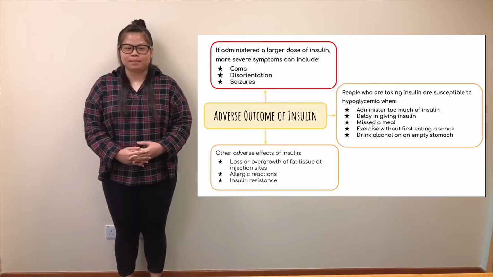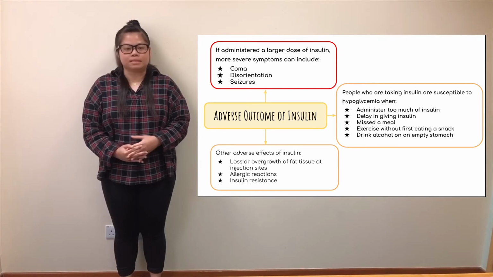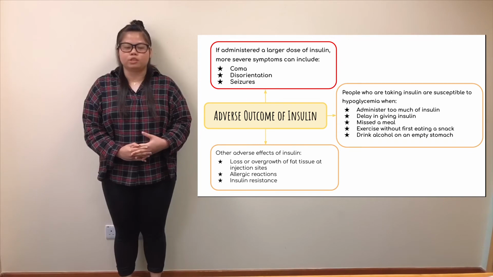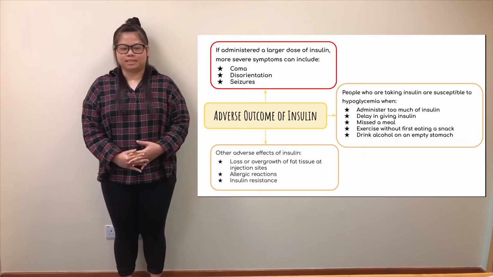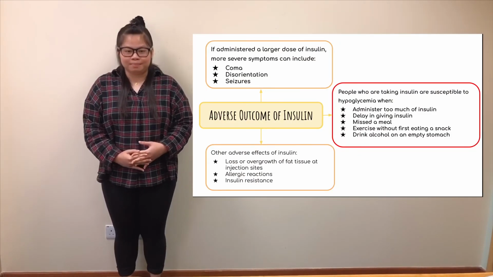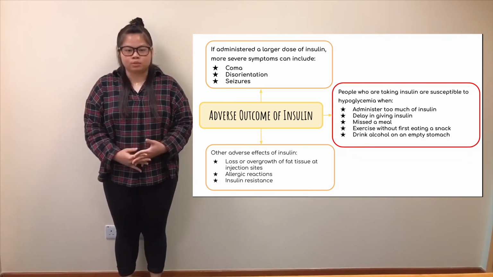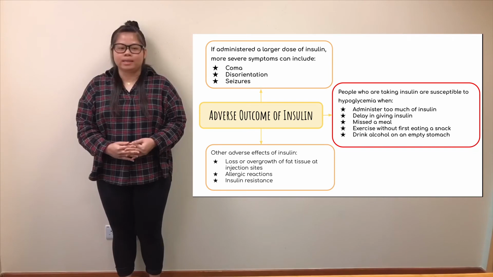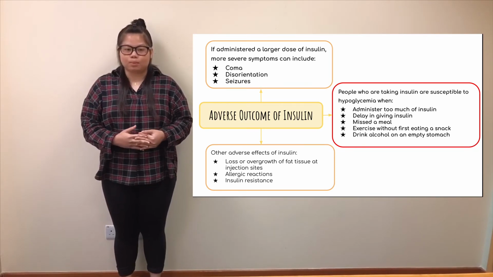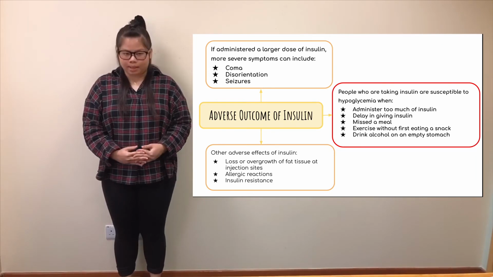If a larger dose of insulin is administered, there will be more severe symptoms, which include coma, disorientation, where the patient will feel a bit of confusion, and lastly, seizures. People who are taking insulin are susceptible to hypoglycemia when they administer too much insulin, delay in giving insulin, miss a meal, exercise without first eating a snack, or drink alcohol on an empty stomach.